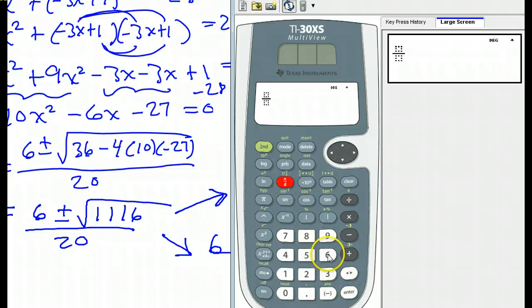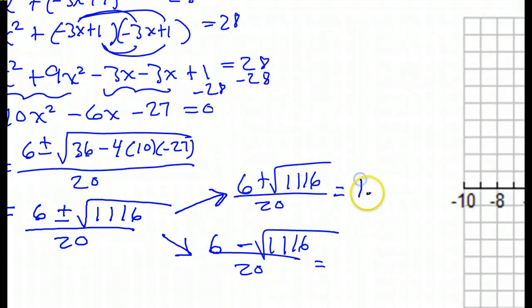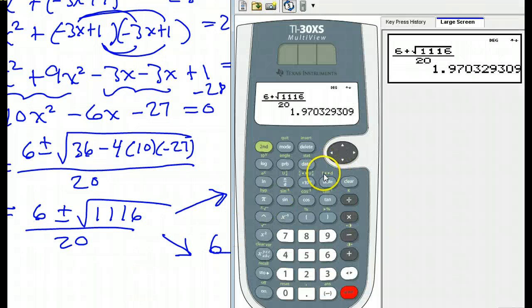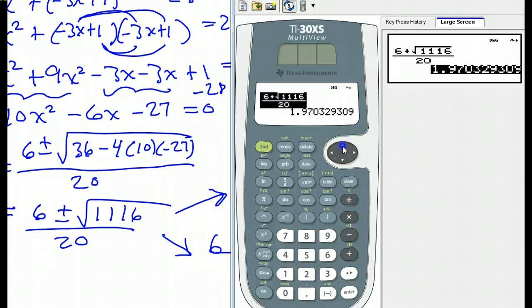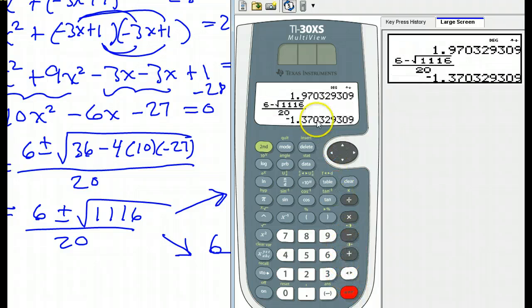Okay, so here I go. 6 plus radical 1,116 over 20. Okay, that comes out to be 1.97. Okay, very close to 2, obviously. And the other one, if I do the minus version, alright, normally I like to just come up, highlight this, hit enter, and then just change the plus to a minus. I find that to be convenient. So I get negative 1.37.